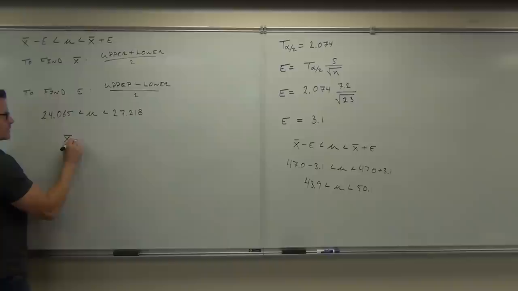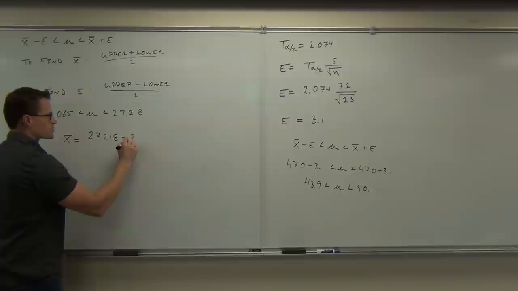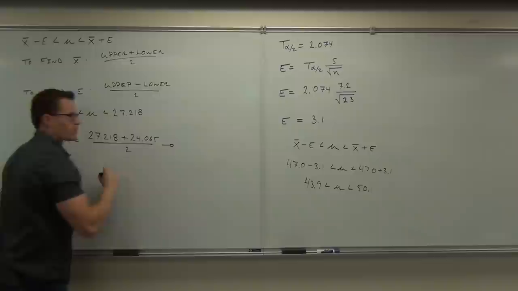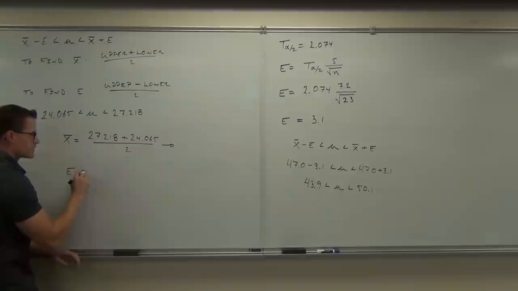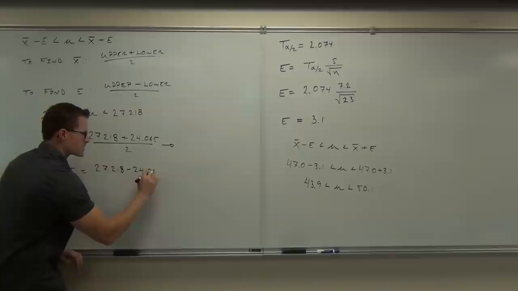So in our case here, we take 27.218 plus 24.065 and divide by 2, that's going to give me x bar, whatever that is. To find the E, the maximum difference between those, that margin of error, you take the 27.218, you subtract the 24.065, and you divide by 2, and that's going to give you your E.